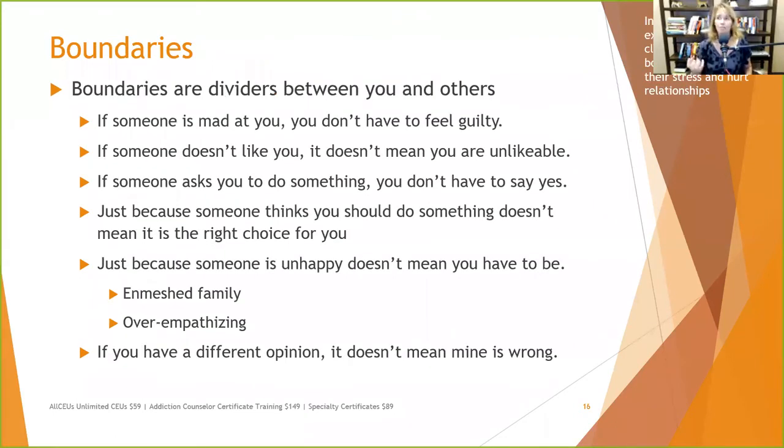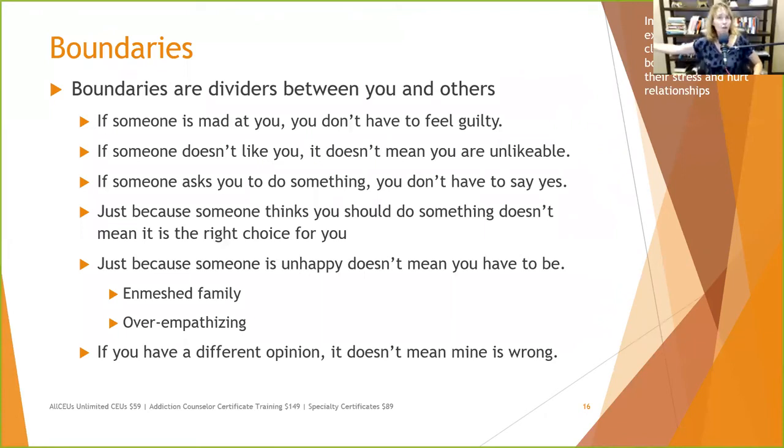When we talk about boundaries, I introduce these boundary examples and have clients discuss how weak boundaries contribute to their stress and hurt their relationships. Boundaries, I explain, are like dividers between you and others. There's the wall boundary that keeps everybody out all the time. Generally, we don't want that, with very few exceptions. There are some boundaries that we just don't want anybody to ever cross. Those are our walls. Then we have some boundaries where we will let certain people in and certain people not so much. Those are our windows.